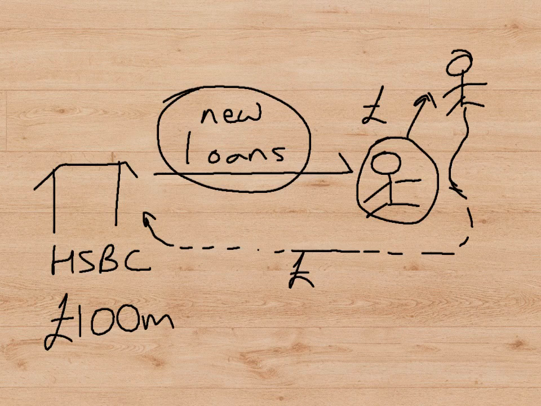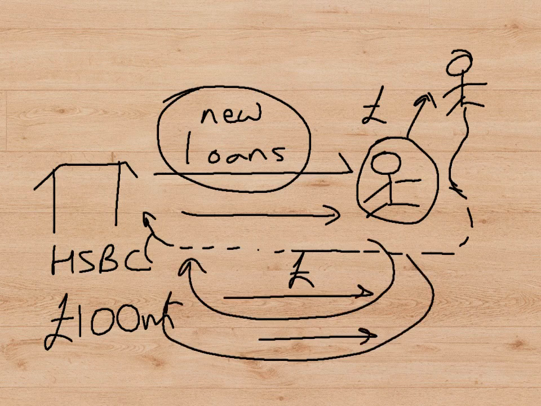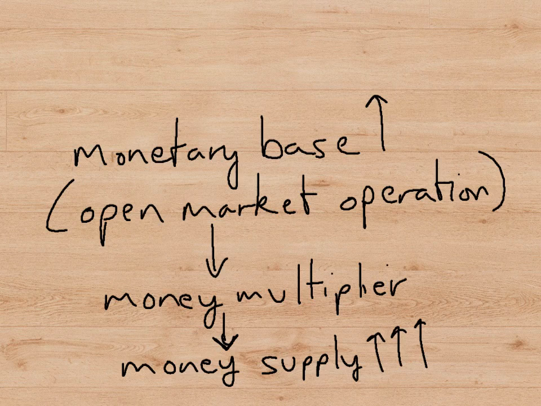Because what it means is that HSBC can lend the money not once, but several times. Every time it lends the money, some of the money comes back as a deposit and is lent again. It comes back again and is lent again. Now this part of the system is called the money multiplier.